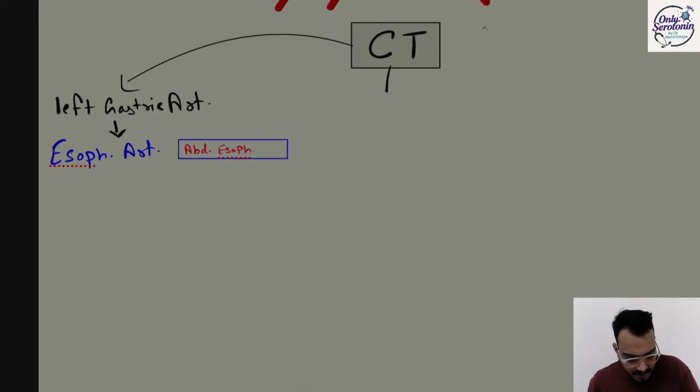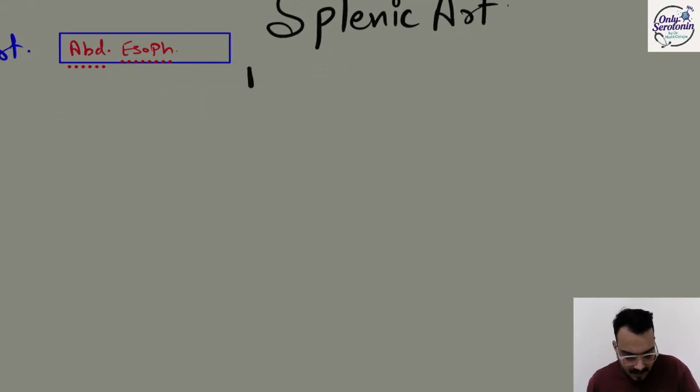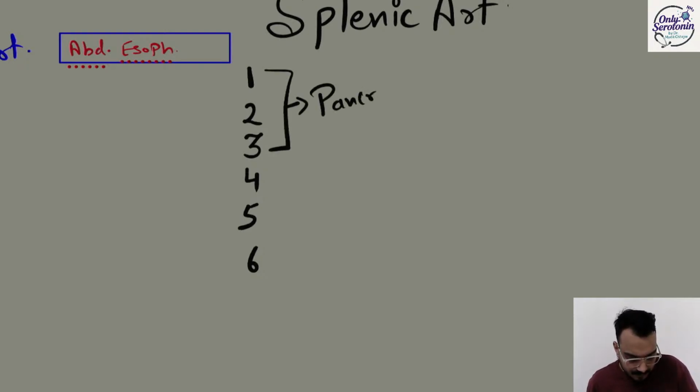What about the second branch? The second branch which is coming out from your celiac trunk, it is my SMA. Oh, sorry. It is my splenic artery. This splenic artery is going to give six branches. One, two, three, four, five, six. Out of them, first three branches are for pancreas. Next two branches are for stomach. And the last branch is for spleen itself.